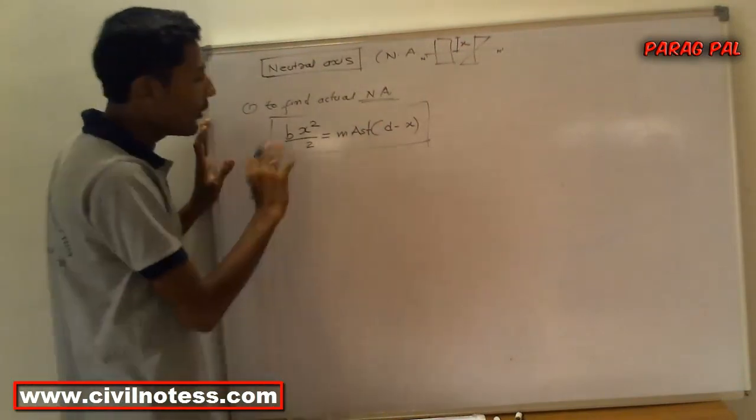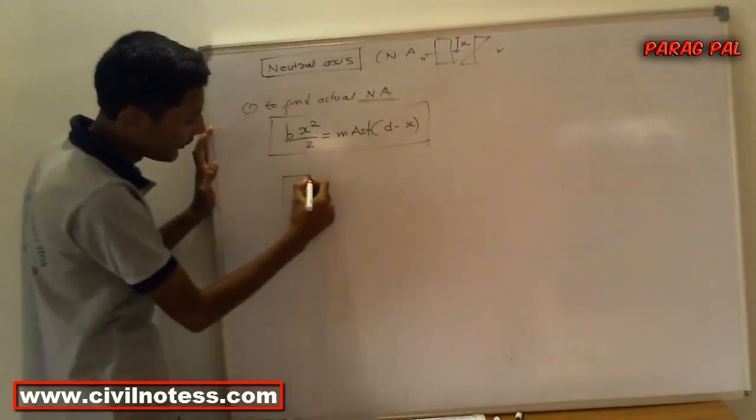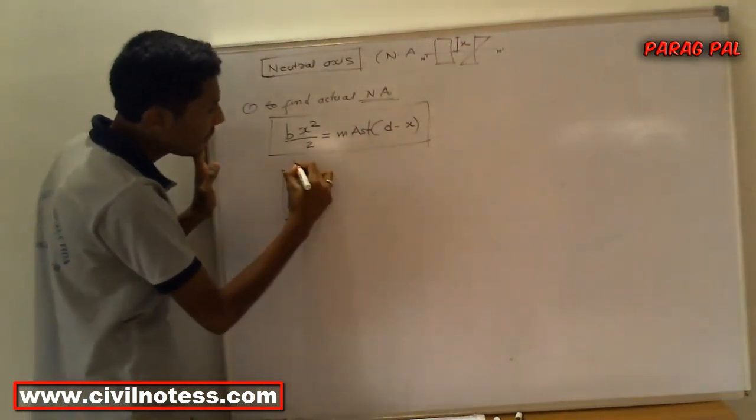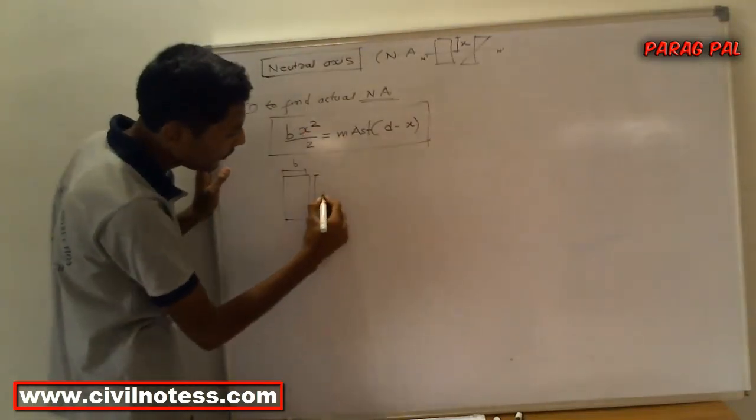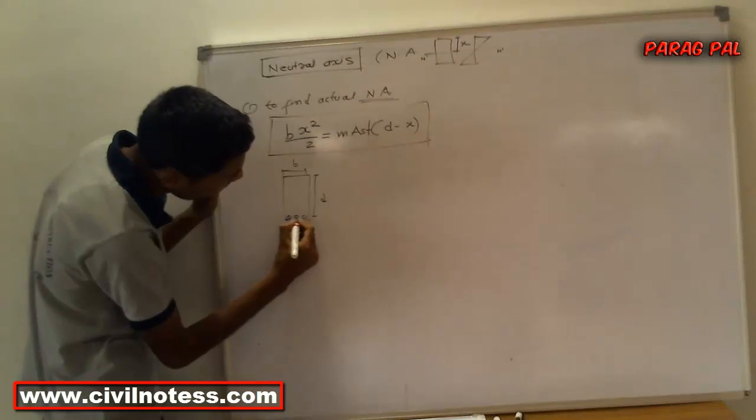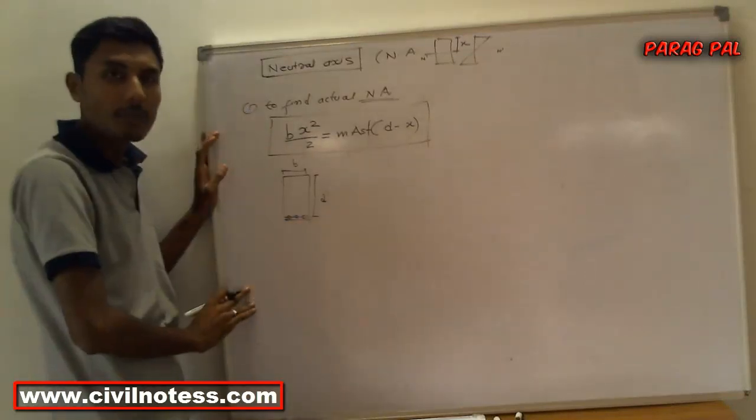b is this value. x is the neutral axis depth. d is the effective depth, up to the center of the bar only.